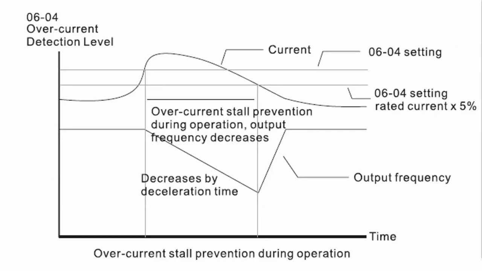So you can see here that you can program this in parameter 604, and the drive can detect this. If the output current is above the level that you programmed, then the drive can automatically decrease the output frequency until the output current drops below a certain value, until it drops below 6.04. Then it can increase back to the previous setting.